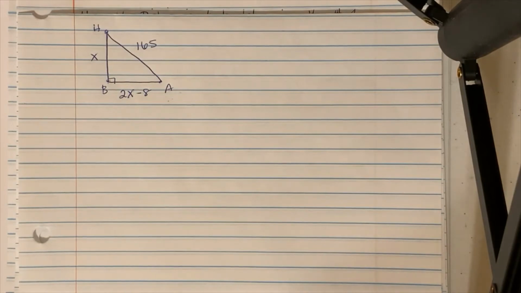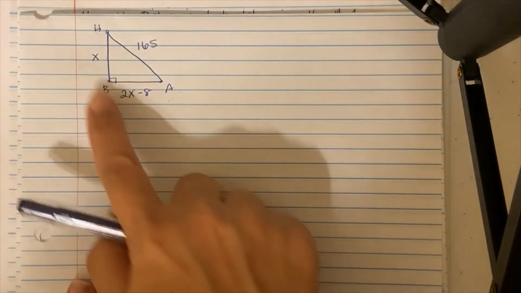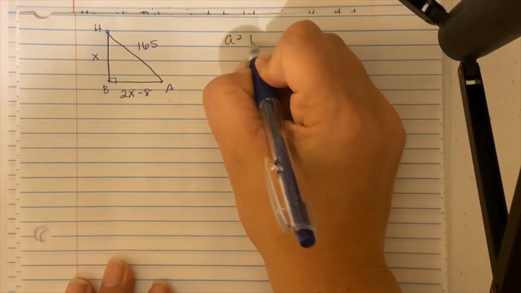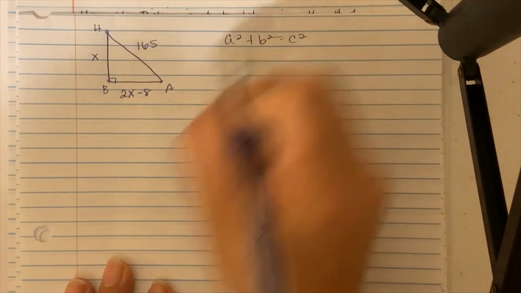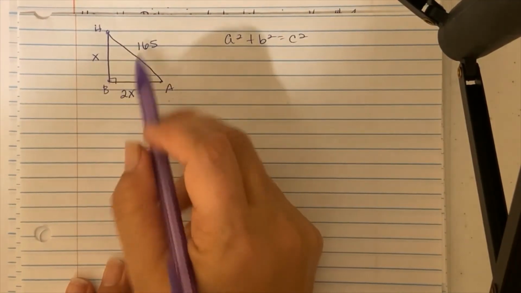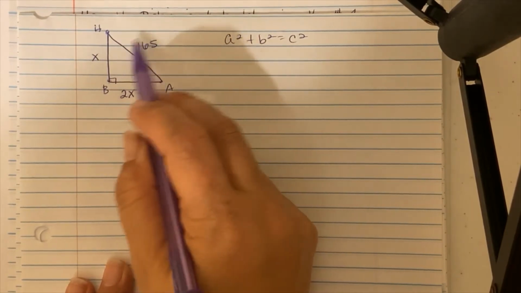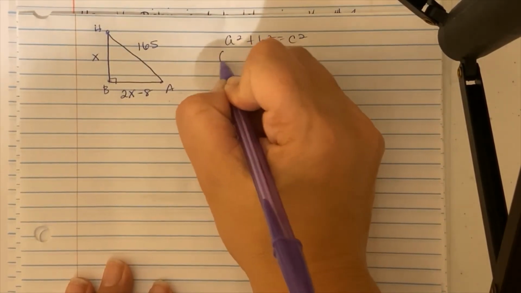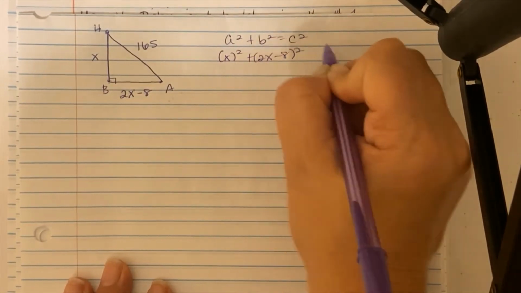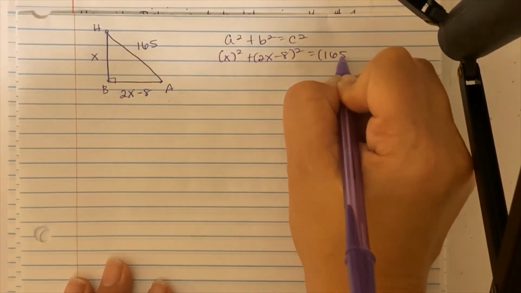We have to refer back to our geometry days. Because we have a right triangle and there are 3 sides given, we have to use the Pythagorean Theorem, which says a squared plus b squared equals c squared. Remember, your legs are a and b, and the hypotenuse is always going to be the c value. So we're going to stick x squared plus (2x minus 8) squared equal to your 165 squared.